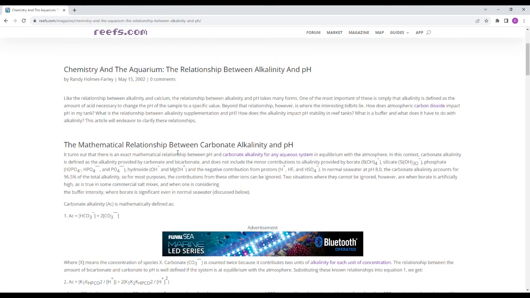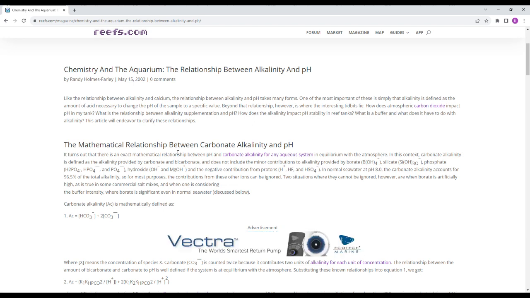Chemistry and the Aquarium: the relationship between alkalinity and pH, by Randy.